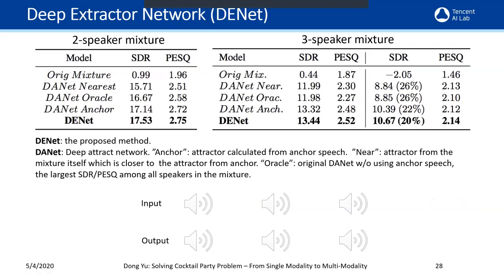Experiments show that the deep extractor network outperforms deep attractor network due to paired anchor and target speaker joint training in our model. Here is some examples. This is input. This is output. Another example. This is input. And this is output.